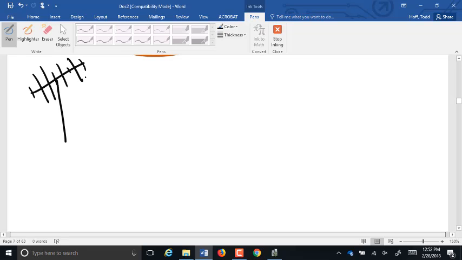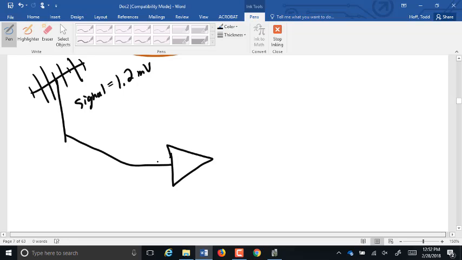We have an antenna. And coming in off the antenna, we measure the signal level as 1.2 millivolts. From that antenna, we go through 180 meters of cable to get to our first device, which is an amplifier.